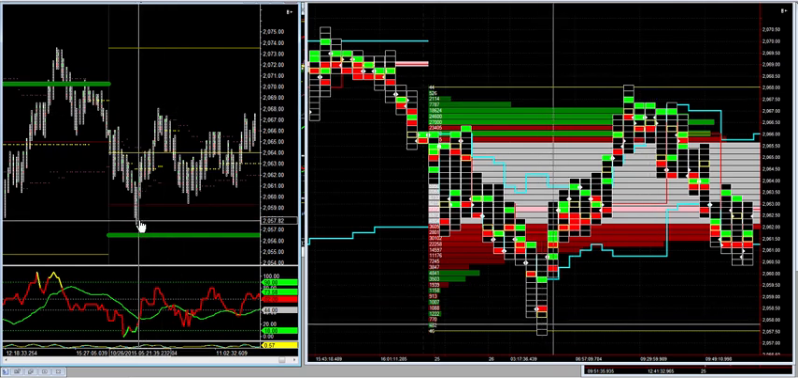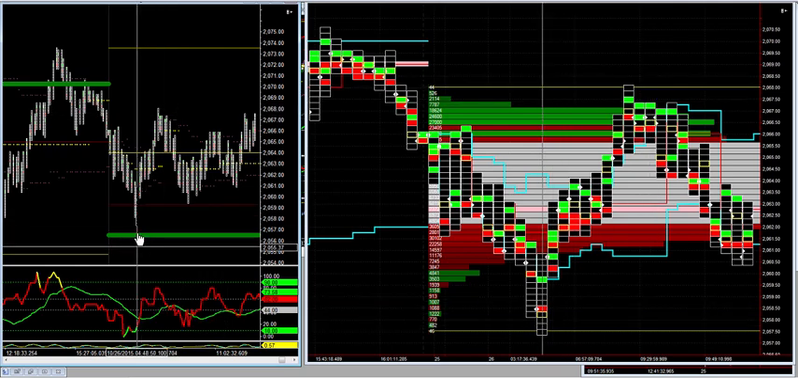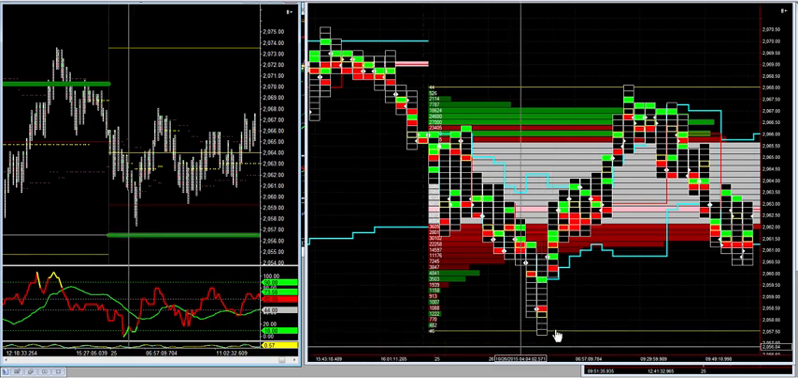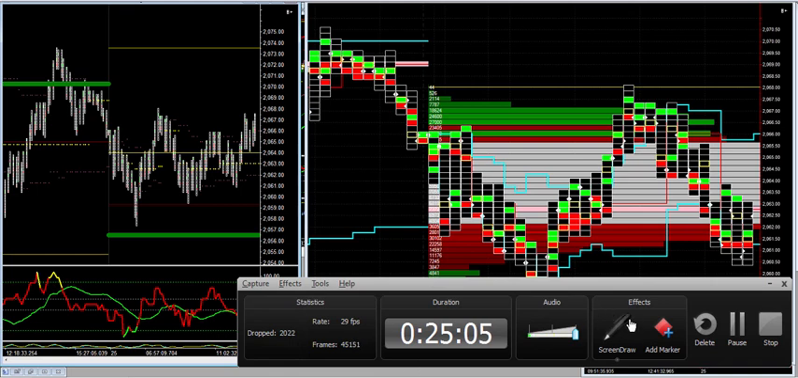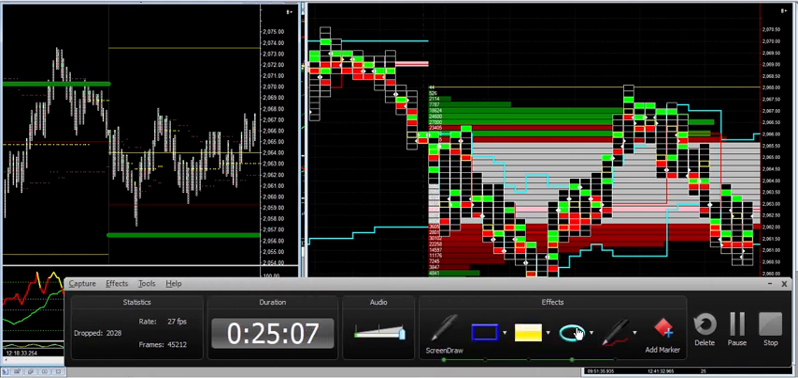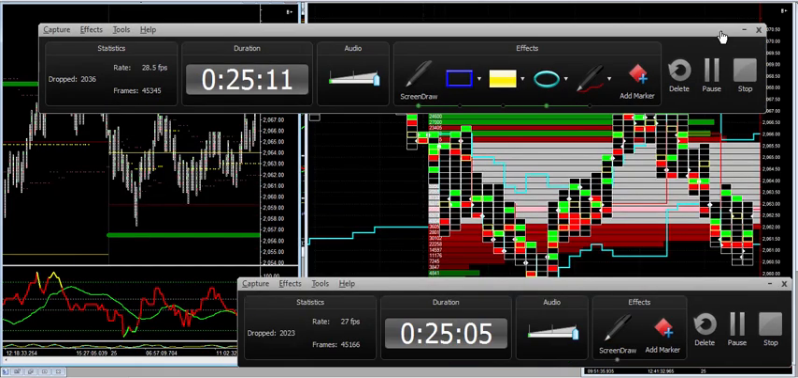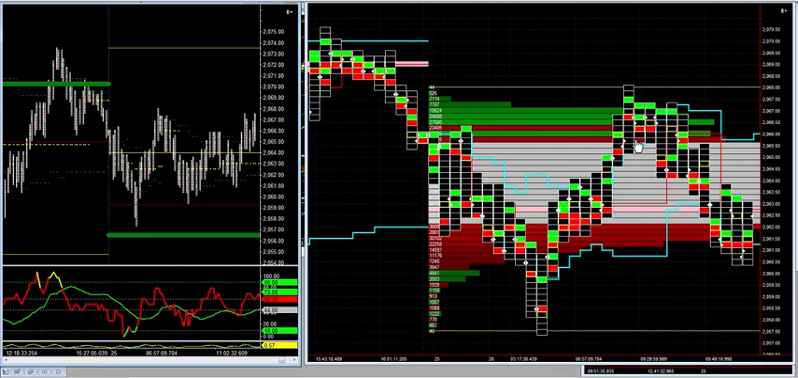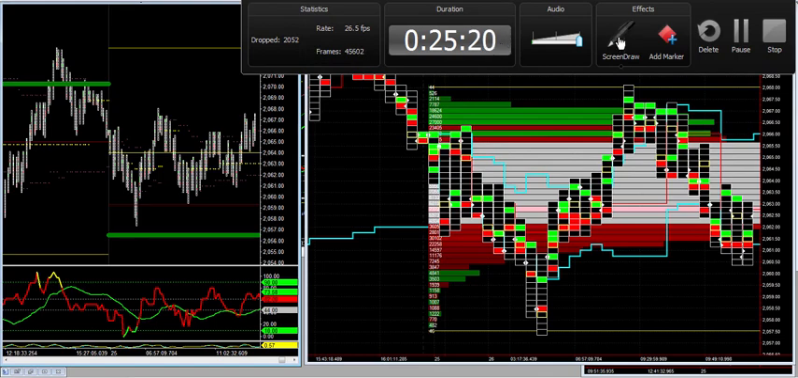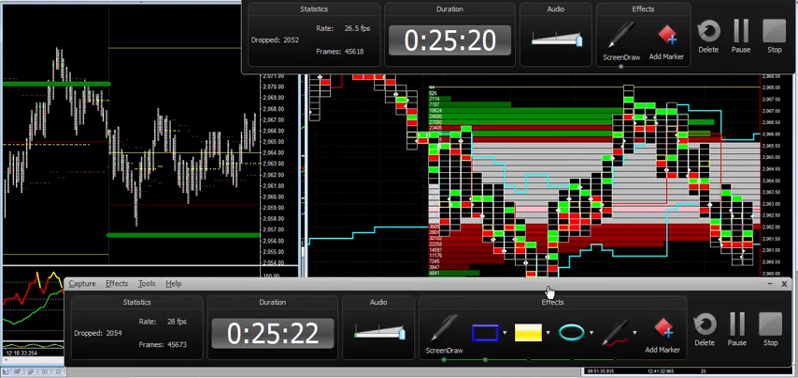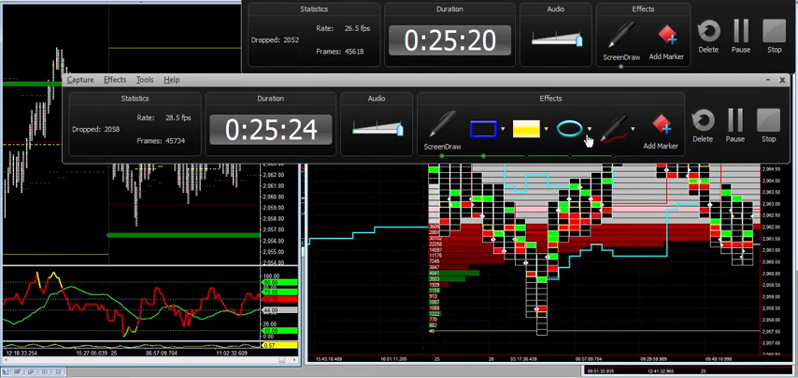See my mouse moving on both sides at the same time, and within this bar, what do you see here? What do you see here? Okay. What do you see here?